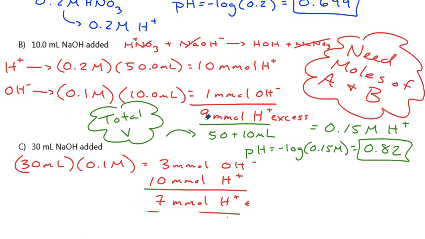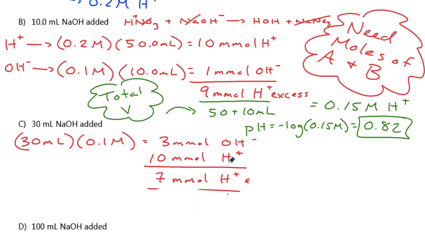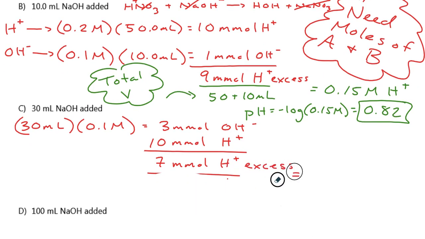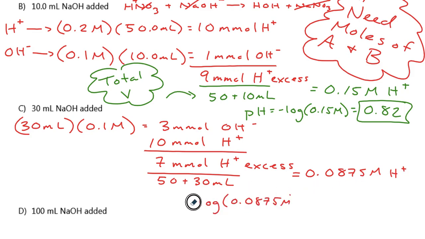And what am I going to do? I'm going to take my 7 over my total. So what is my total? My total now is 50 plus 30. So now I have 0.0875 molar H plus. So now I'm going to take negative log of that. And now I'm going to get 1.06.